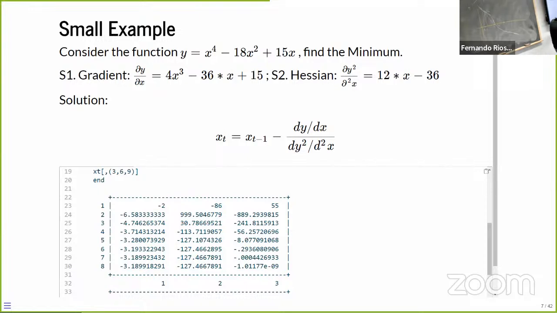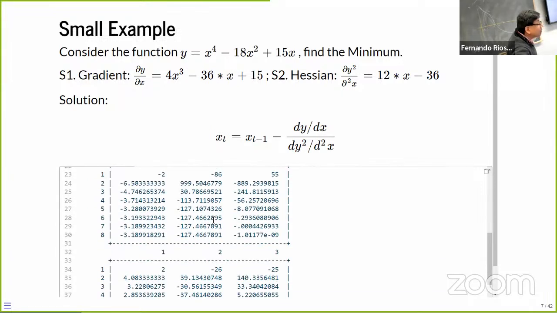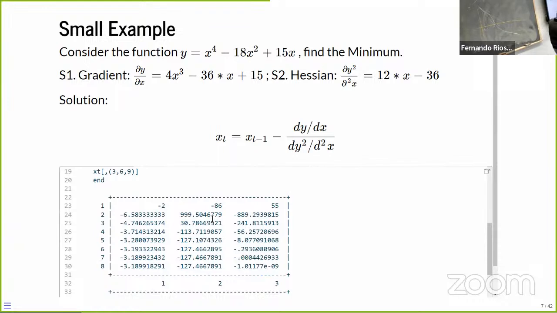This one is the xt. Oh yeah, the first value is the actual value of the function y, and the second one is the derivative. So according to this, the minimum value that I can get using this function is minus 127, and the gradient at that point is almost 0. It's not exactly 0 because I didn't want to go through all the possible iterations, but it's as good as 0.